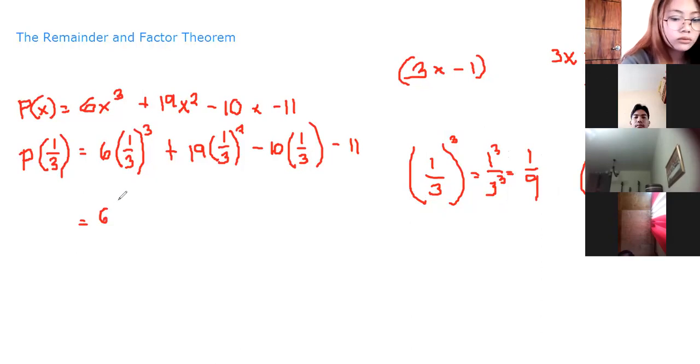So, 6 times 1 over 9. What is that? Sir, isn't it 1 over 27? Oh, right. Sorry. 1 over 27 indeed. That is 3 times 3, 9 times 3, 27. Thank you, Pete. I also make mistakes, sir. Yes, it is 1 over 27.